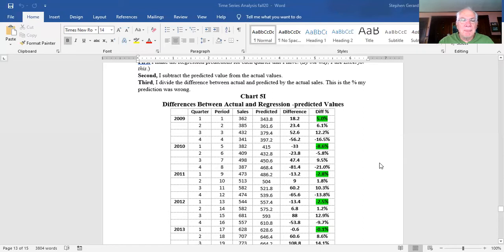A second way of doing this is what we think about as seasonally adjusted. And let me share this one with you. This is in the book. I forget what this is about, but what I have here is some sales data for each of 4 quarters for 5 years.